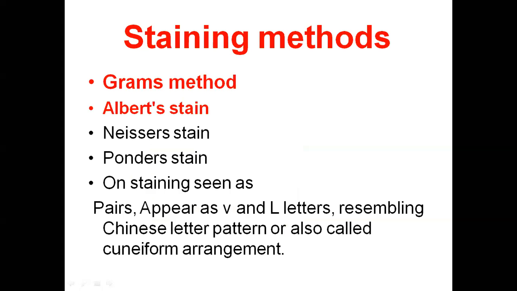For the staining method, you can use Gram's method, Albert's staining, Neisser's staining and Ponder's staining. On staining you can see that they will be present in pairs or appear in a V shape, or an L shape, or resemble a Chinese letter. That is called cuneiform arrangement. Cuneiform arrangement means it looks somewhat like a Chinese letter, either V or L shape. So all these staining methods you can use.